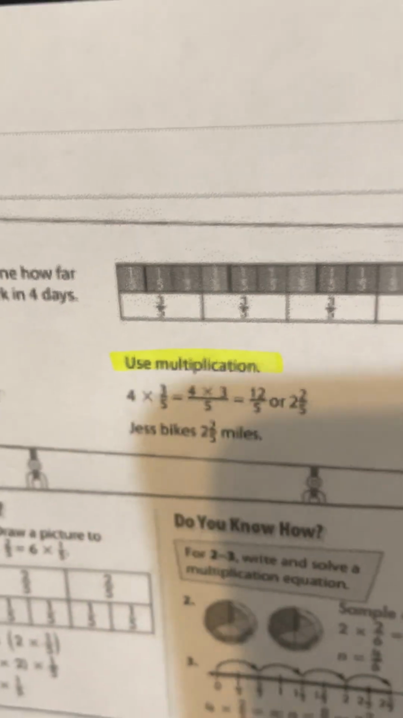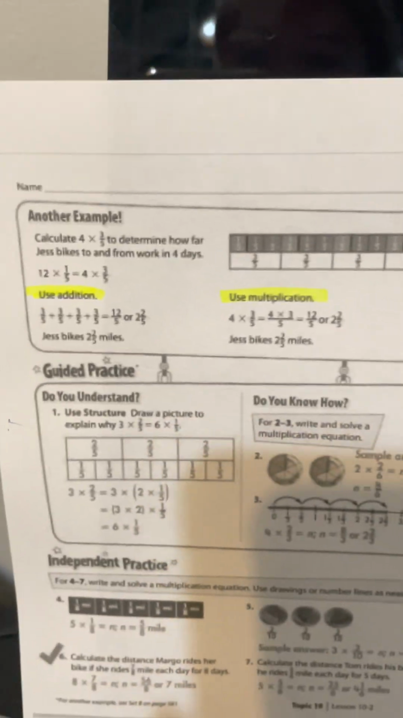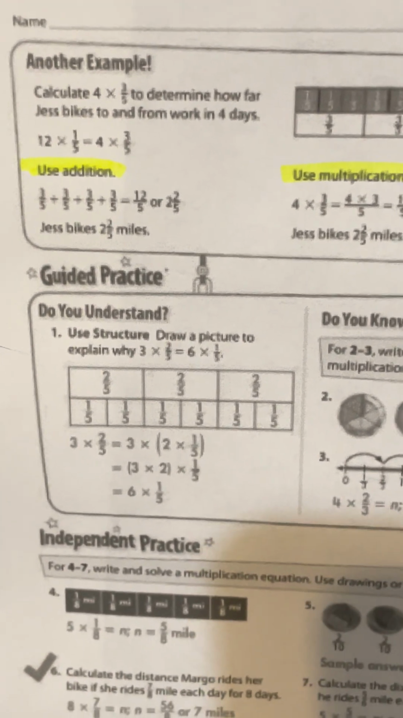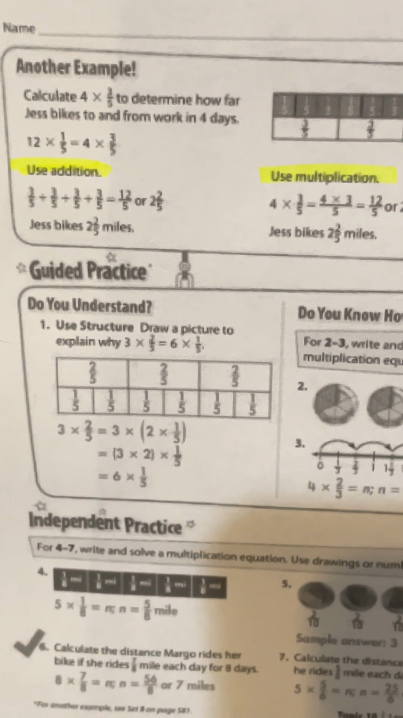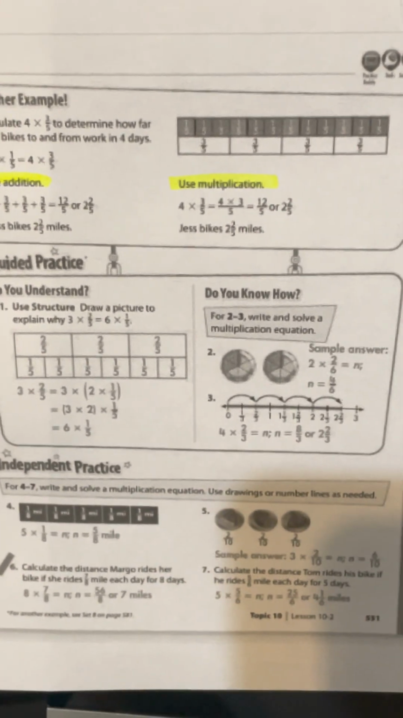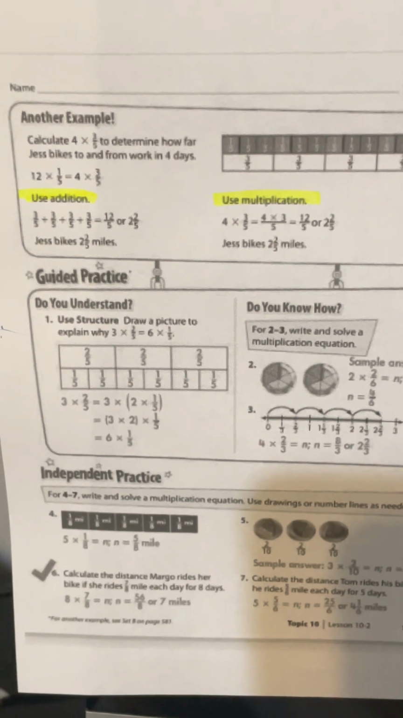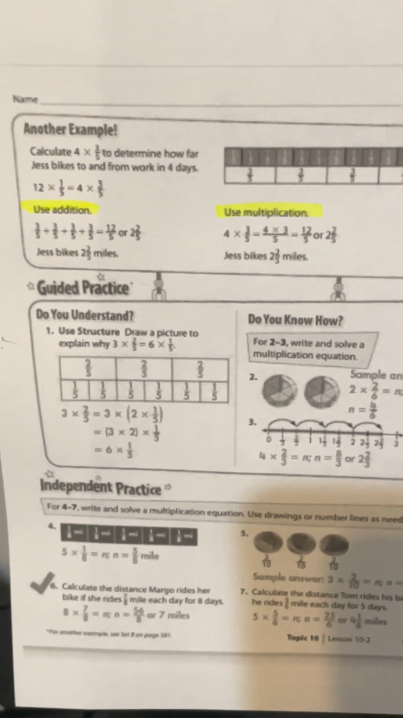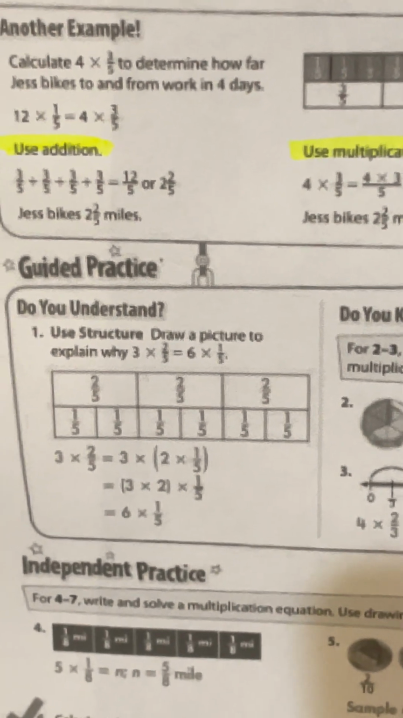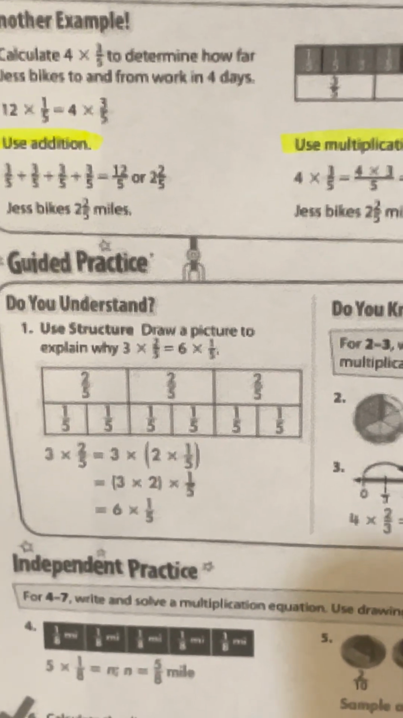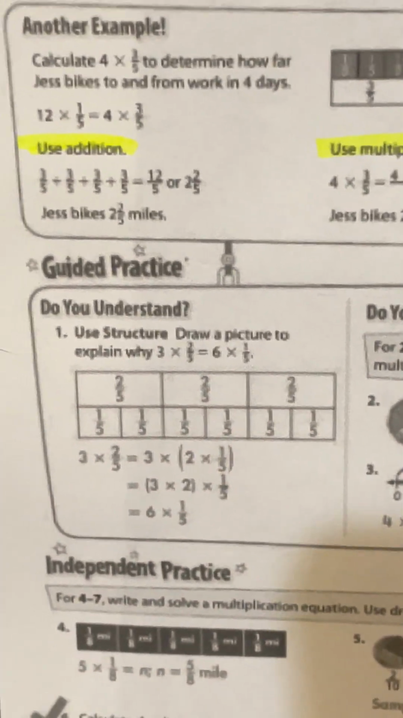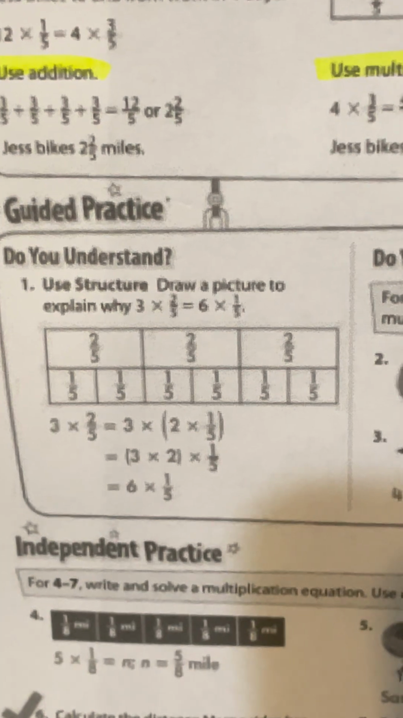Okay, because it's faster, and we're all about faster and understanding, of course, too. All right, so look at the guided practice. Here is the part that I don't love, just because I don't like the way that they're showing you. So I'm just going to run through it real quick, but in real life, I'm not going to make you do it this way. So it says, draw a picture to explain why 3 times 2/5 is the same as 6 times 1/5. All right, well, you can look at this and see.